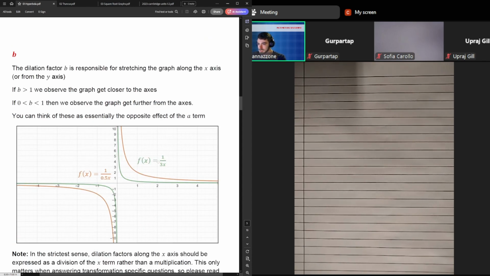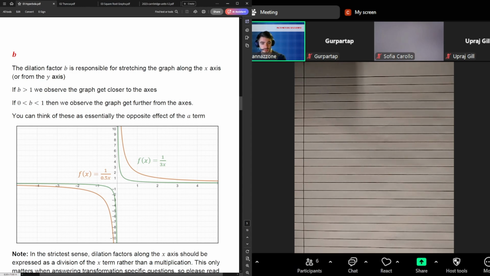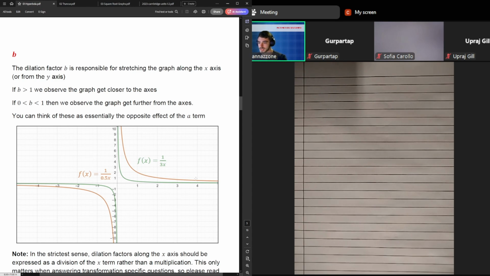The b term, so if you have a factor in the denominator, it basically does the same thing, except you're going to see an opposite effect. As your denominator gets larger, you should expect it to shrink closer to the axes, and if your denominator has a smaller number associated with it, a smaller coefficient, then what you then have is an expansion. It gets further away from the axes.